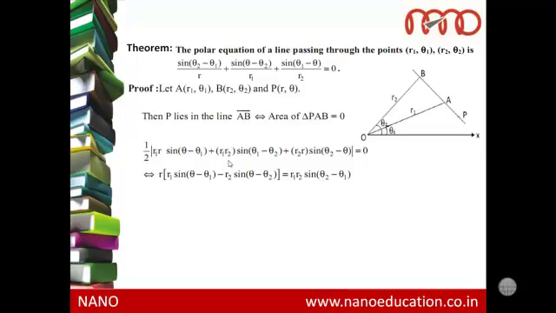This implies you can take r common from the first term and last term: r into [r1 sin(theta 1 minus theta) minus r2 sin(theta minus theta 2)] is equal to, throwing the middle term to the other side, r1 r2 sin(theta 2 minus theta 1).